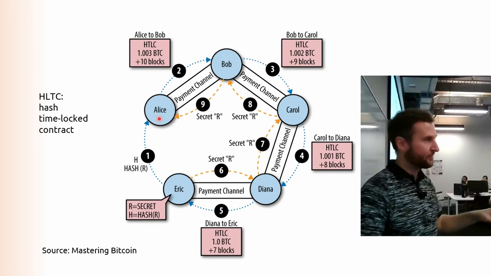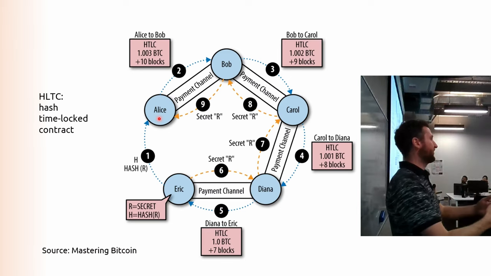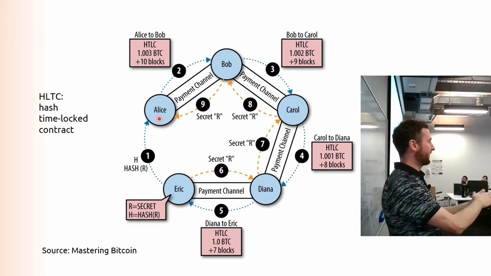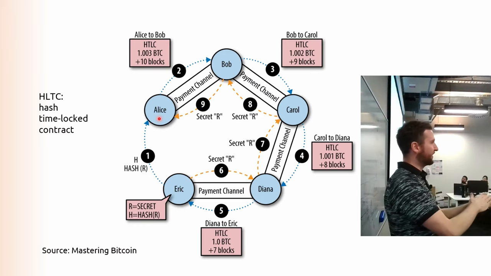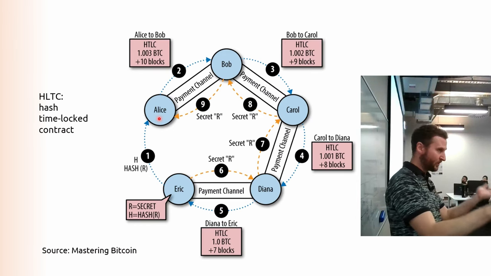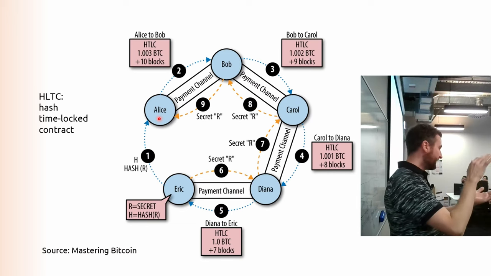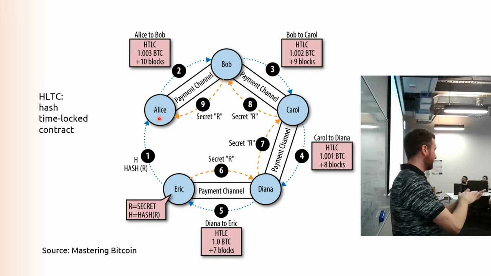But this all happens off-chain. So this happens in the Lightning Network. So you've got some interface to the Lightning Network. You're using the same transaction format as Bitcoin so that it's interoperable that way. You're obviously using the same currency, right? The same tokens.